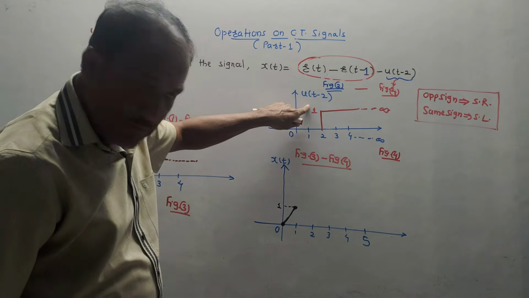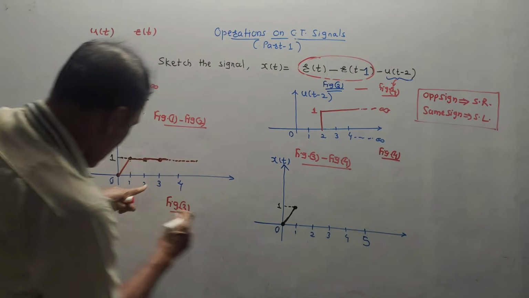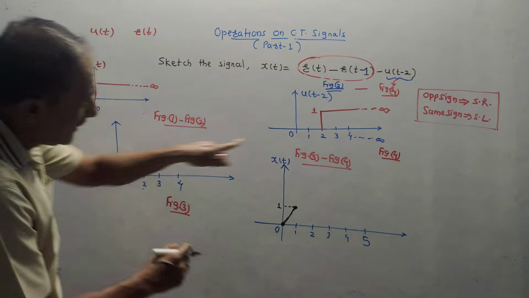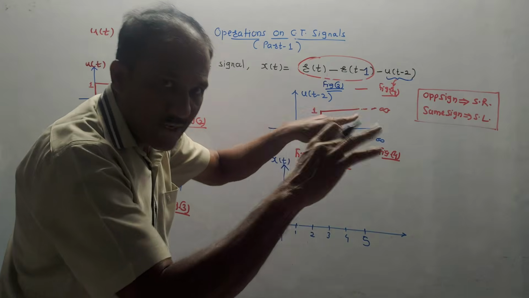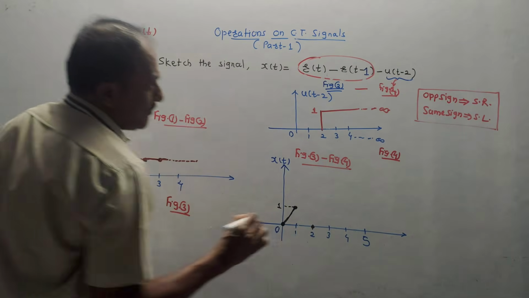At 2, this amplitude is 1. What we are doing? We are performing subtraction. So, once again, at 2, this amplitude is 1. 1 minus 1 becomes 0. So, at 2, I will get a point of 0.